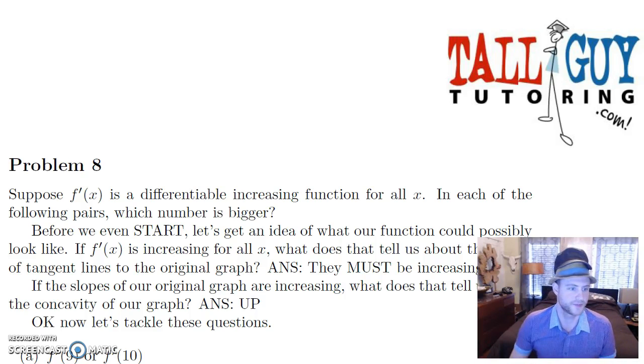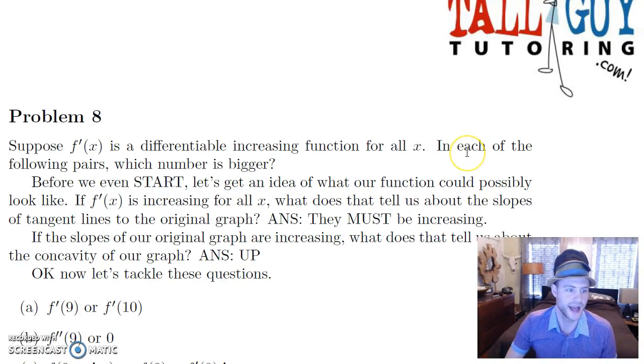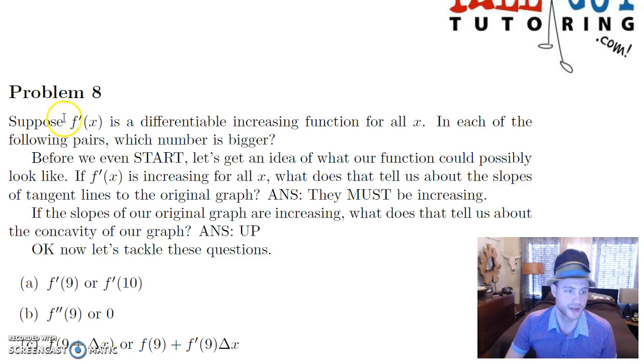Okay, another session, another problem, and another hat. We have problem 8 here. Suppose f prime at x is a differentiable increasing function for all x. Whoa. In each of the following pairs, which number is bigger? Okay, I don't care about that sentence. Let's go back to this first sentence. F prime at x is a differentiable increasing function for all x.